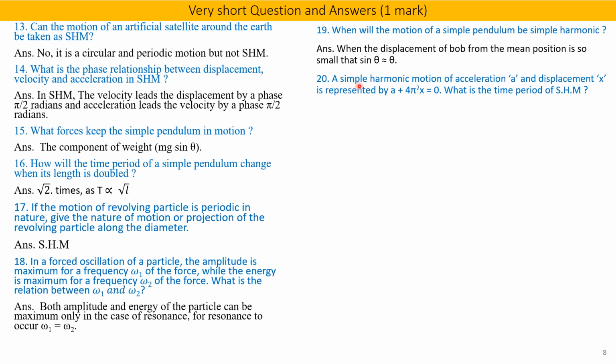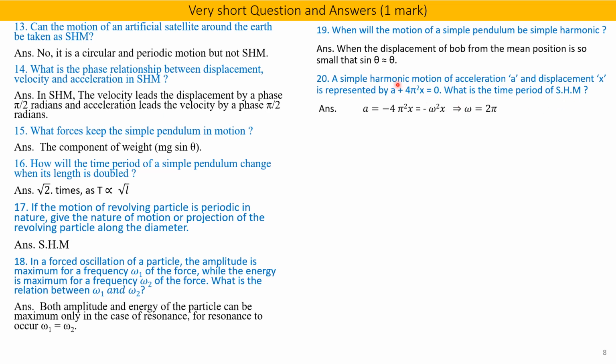Question number 20. A simple harmonic motion of acceleration A and displacement x is represented by the equation A plus 4 pi squared x equal to 0. What is the time period of the simple harmonic motion?